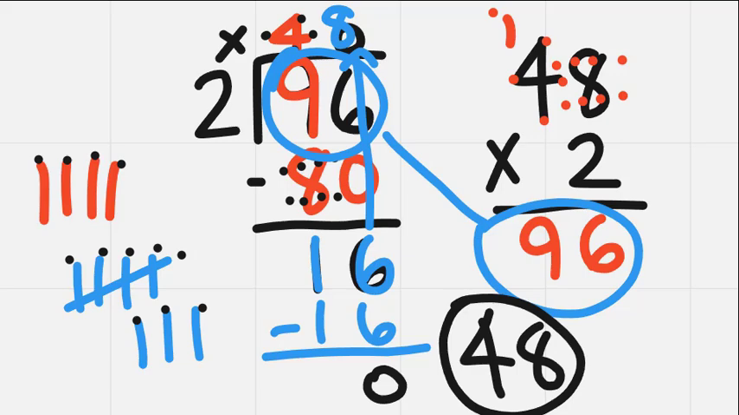96 divided by 2 equals 48. Well done. Be sure to check your work. In this lesson, we learned how to divide by 2.